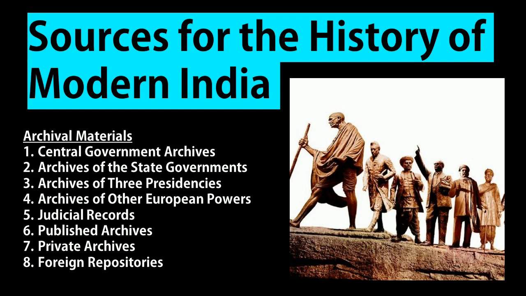Archives of 3 presidencies. The early records of Fort William's, Bengal Presidency, were lost during the sack of Calcutta in 1756, but the archives of the Bengal Presidency after the British victory at Plassey have survived more or less in a complete series, which are partly available in the National Archives of India and partly in the State Archives of West Bengal.